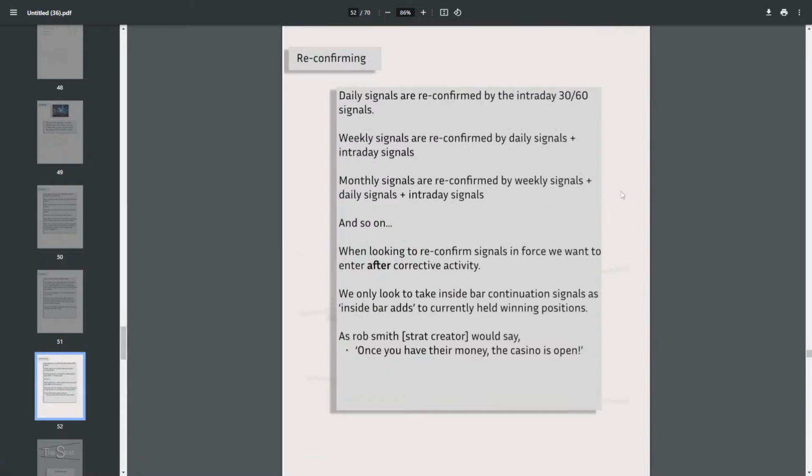So, reconfirming. Daily signals are reconfirmed by 30/60 signals. Weekly signals are reconfirmed by daily and intraday signals. Monthly signals are reconfirmed by weekly, daily, and intraday signals, and so on. So when we're looking to reconfirm signals in force across these universes of the month, week, quarter, day signals in force, we want to do this at corrective activity, like we'd already covered in the gapper section.